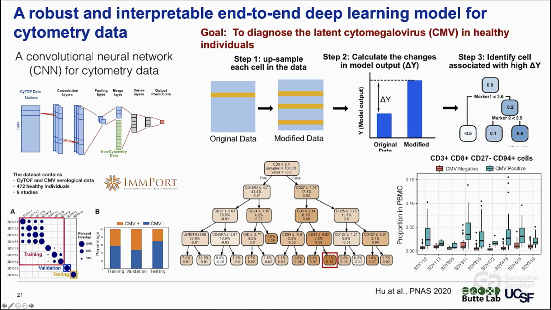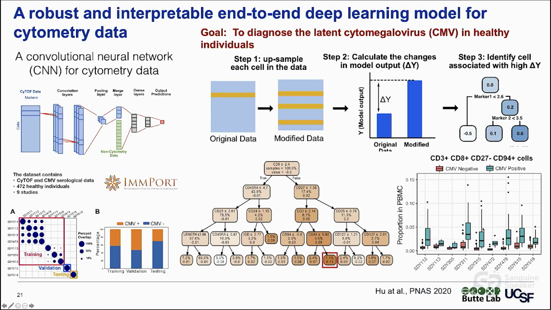And what you see here, the red box highlights the node with the highest mean of the delta Y. And so that's the permutation-based method to interpret the deep CNN model. And using this approach, we were able to identify a cell phenotype which is associated with the CMV infection.